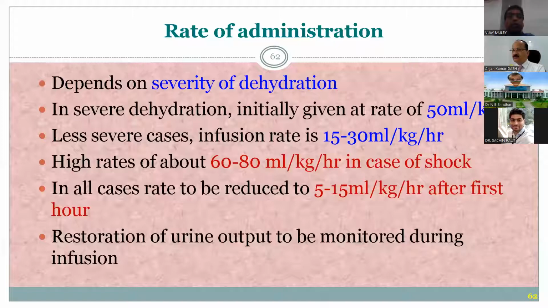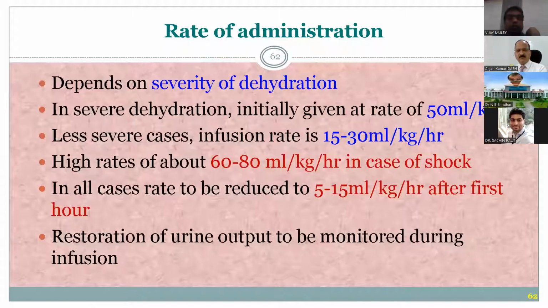And the rate of administration, how much quantity of fluid needs to be administered, depends upon the severity of the dehydration. We cannot make any general rule or dose for this, but it depends upon the severity, whether 4%, 5%, 10%, etc. So initially, in case of severe dehydration, we need to administer 50 ml per kg per hour. Maybe I'm going to tell what types of liquids need to be administered.